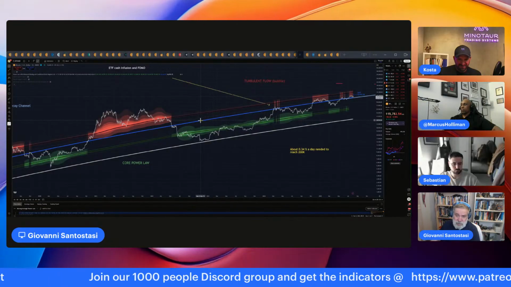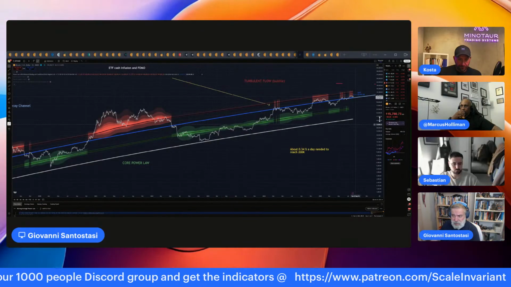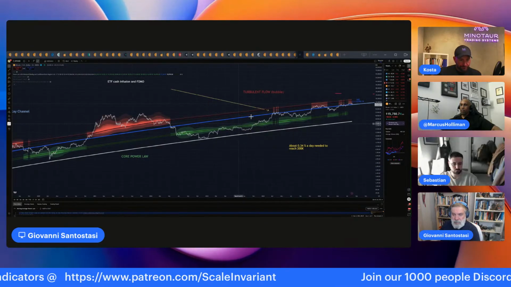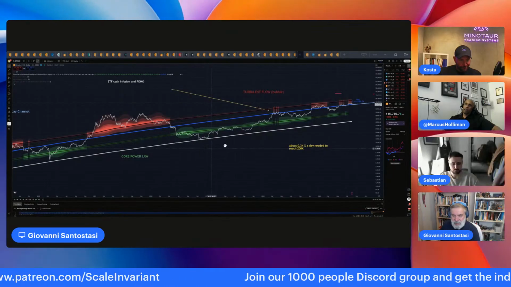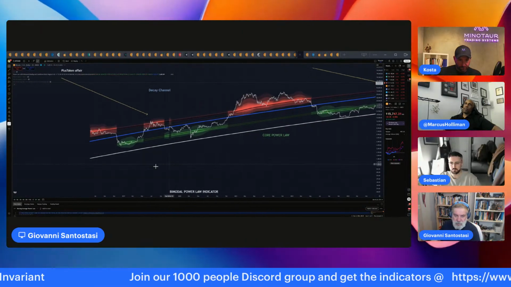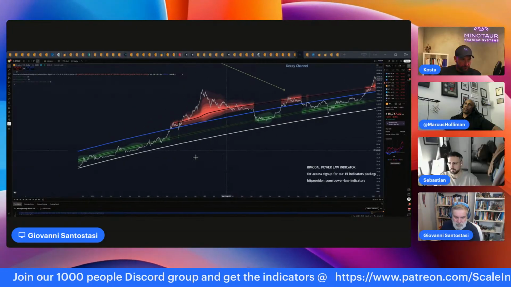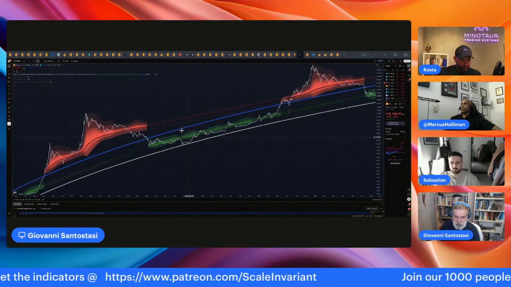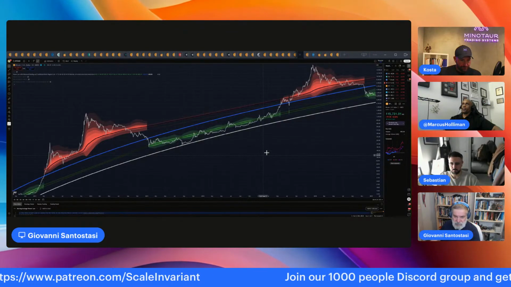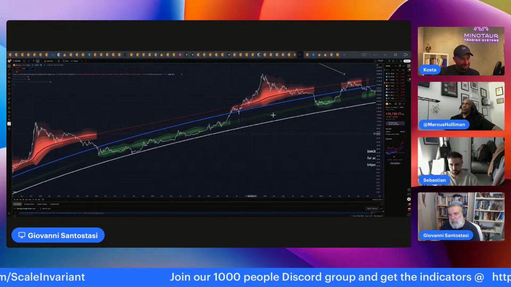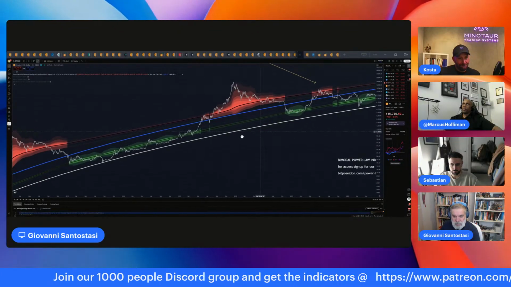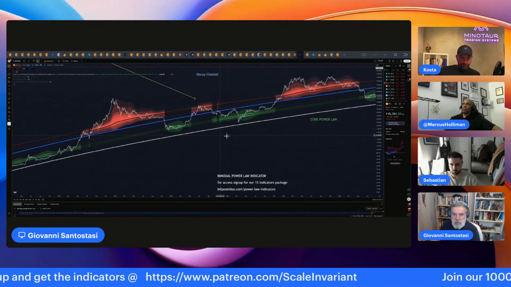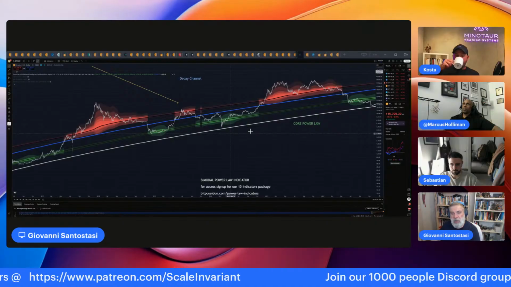So it turns out that this is also associated with being above or below the power law. The power law is the blue line. The white line is what we call the support line, which is basically identifying all the bottoms and is parallel to the blue line. It's about 60% deviation from the blue line, which represents the middle of the fair value price of Bitcoin based on the power law. But then you can train the system using this technique. It's called a Markov chain.